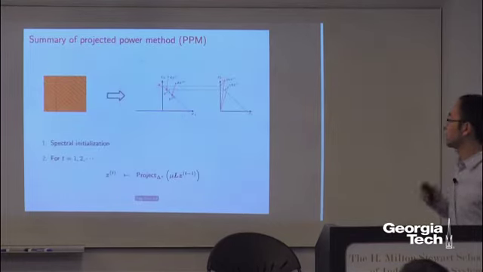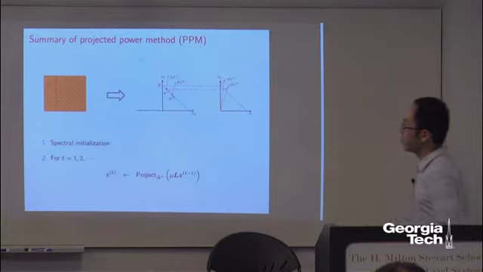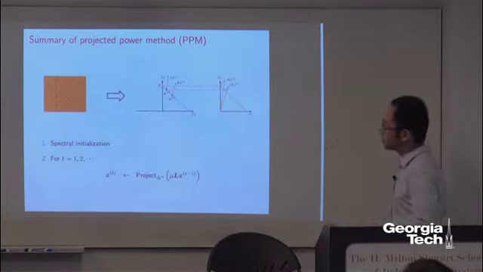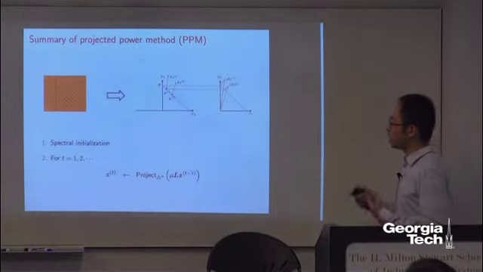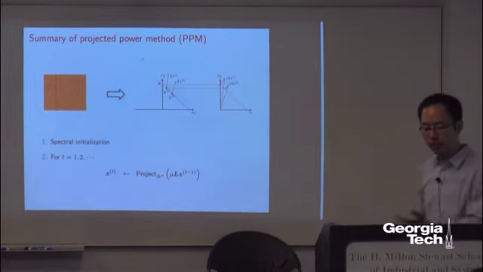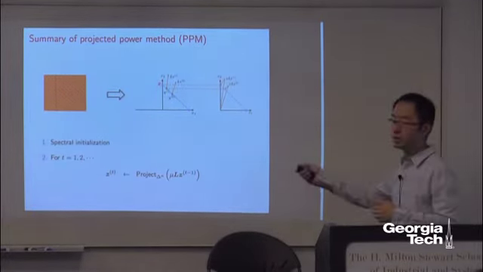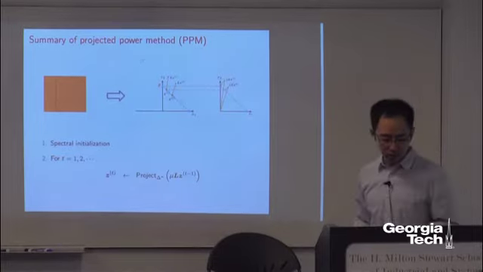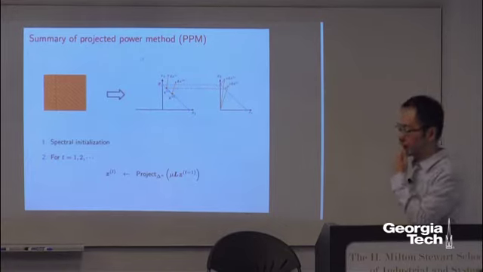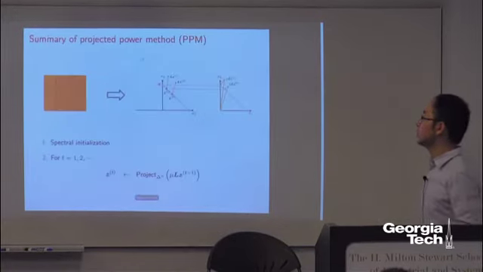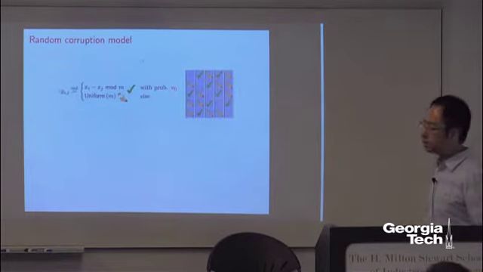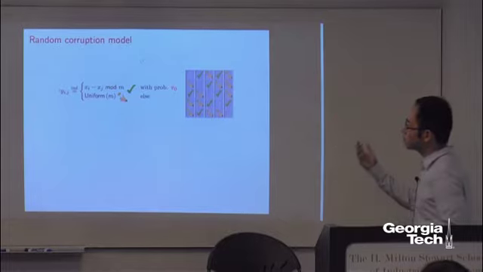So in summary, this is what I propose. First, I'm going to start with the spectral initialization. Again, this is probably not necessary. But the most important thing is that I'm going to do the projected power method until it converges. This is extremely easy to do, but it turns out that this is a strategy that works extremely well in practice.